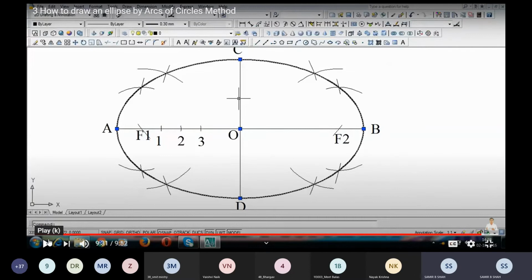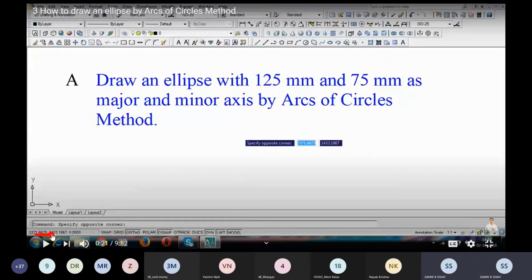So guys, that is as discussed in the video. Let's once again go into the detail. I will just give the data once again.